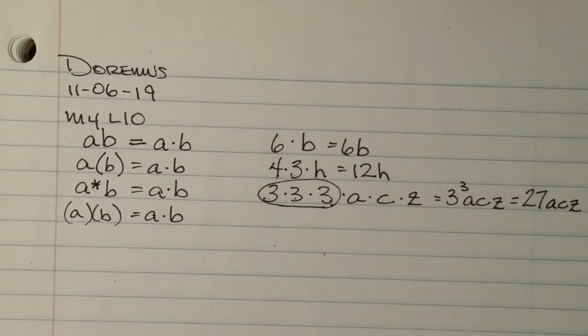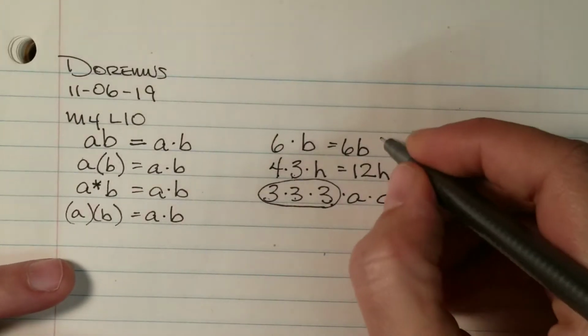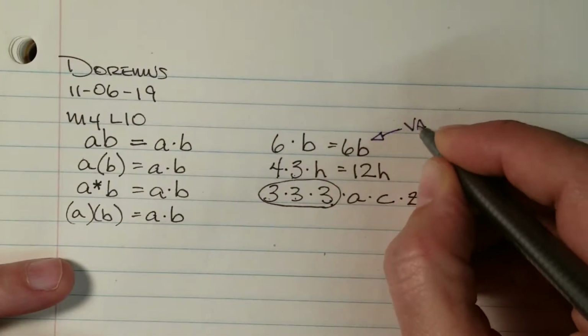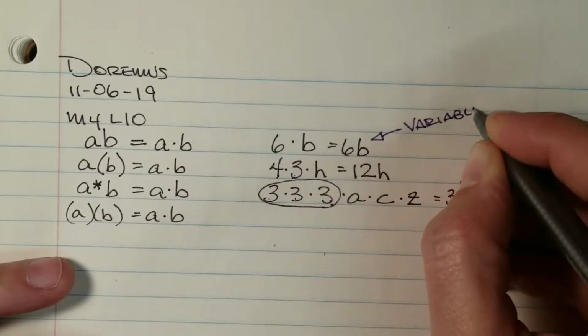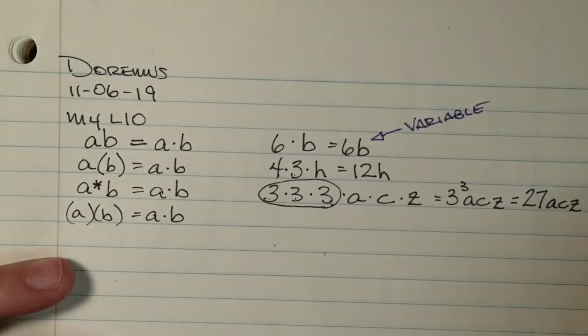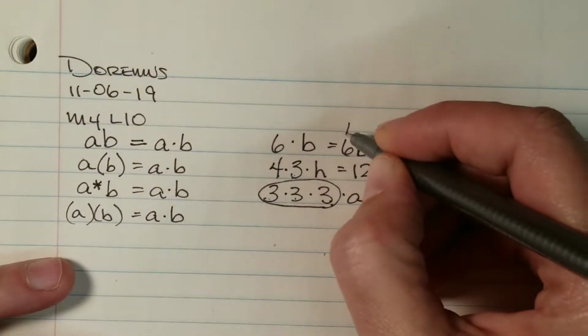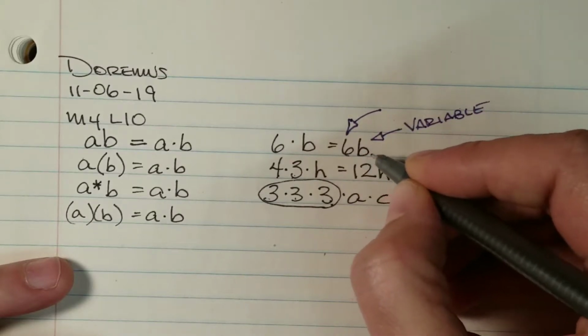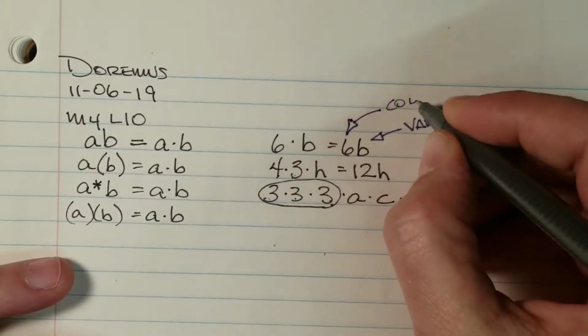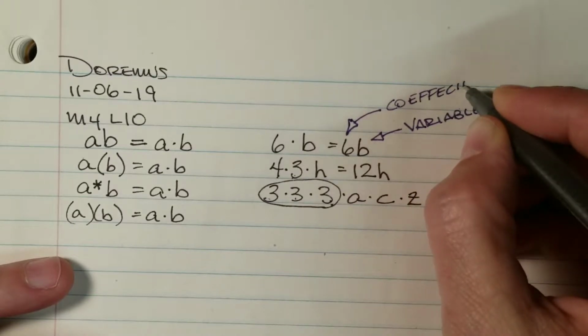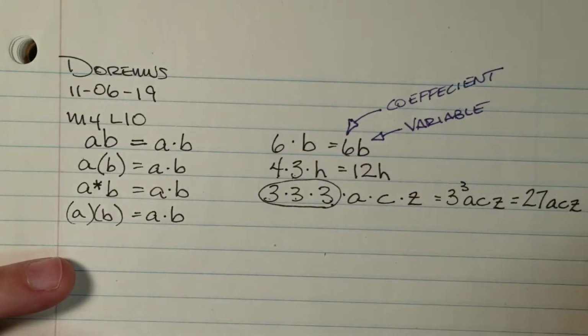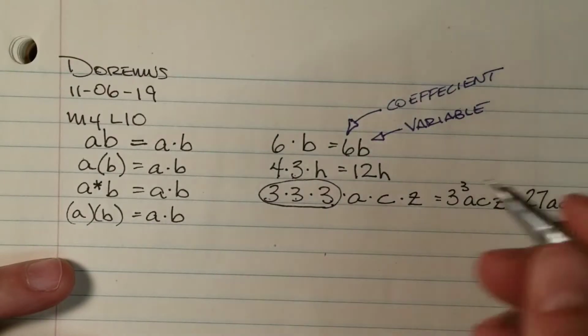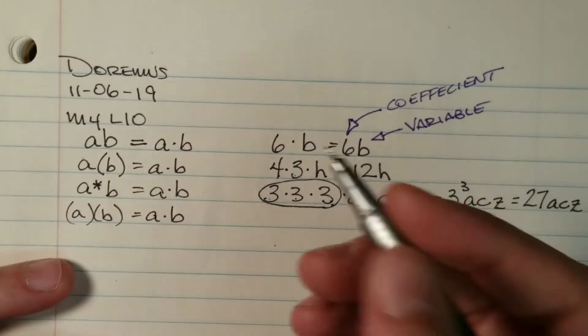Here's some very specific things we do need to learn. The letters are called the variables. And I think you've heard me say that word. The number that's next to the letter is called the coefficient. It's kind of a big word. And we've kind of known this before, so I'll just write it up here.